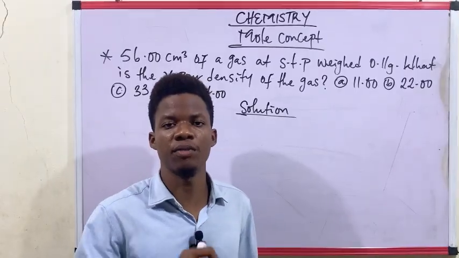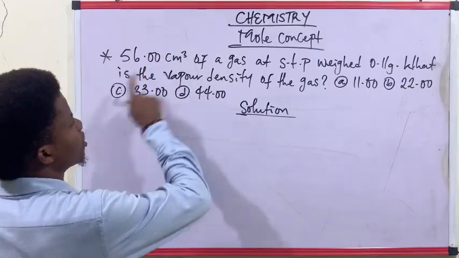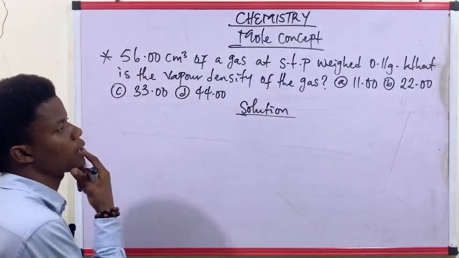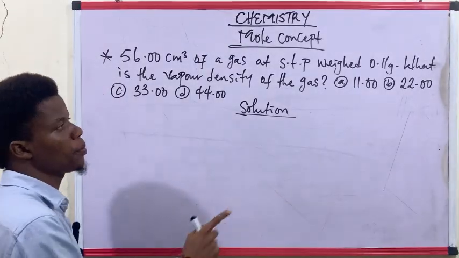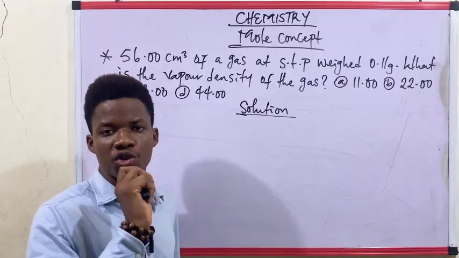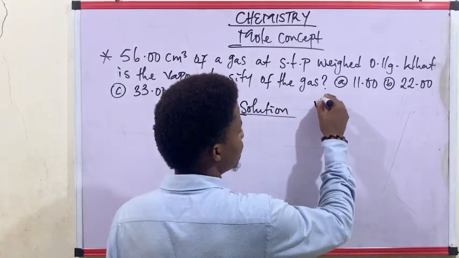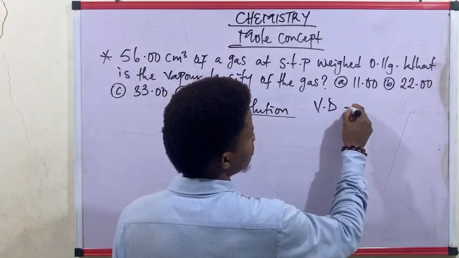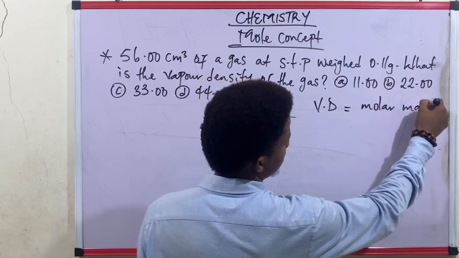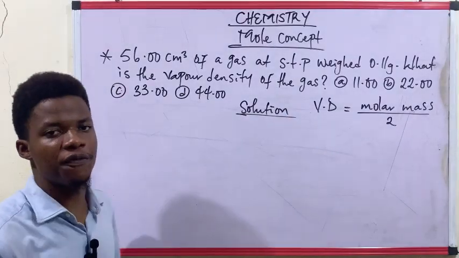Now let us break down this question on the board. The question says 56.00 centimeter cube of a gas at STP weighed 0.11 gram. What is the vapor density of the gas? Now they are asking us to look for vapor density. Now I want to quickly just show you the formula for vapor density. To get our vapor density, our VG, vapor density is equal to molecular mass or molar mass all over 2. This is the formula to find vapor density.